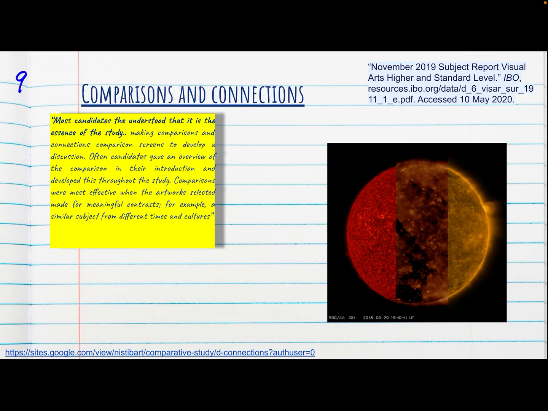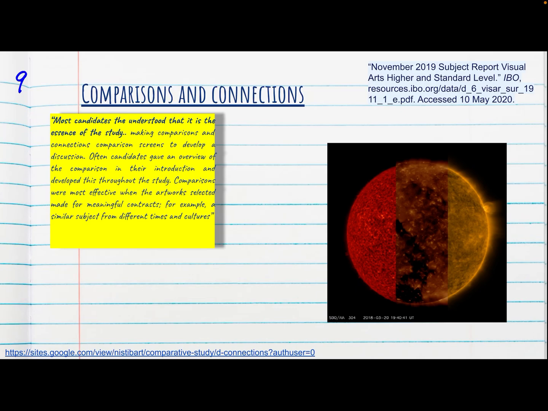This brings me on to comparisons and connections. So remember, the whole thing is a comparison. Making comparisons and connections in order to develop a discussion is fine. You can give an overview of the comparison in your introduction and develop this throughout the study. Comparisons were most effective when the artwork selected made for meaningful contrast. So think about what it is that makes them unified and what it is that makes them different.